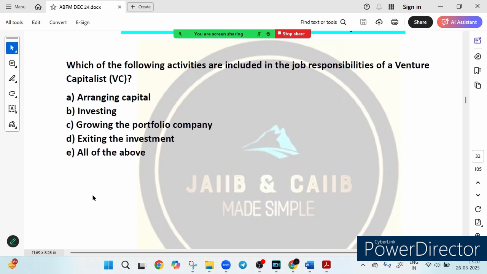Now the last one, growing the portfolio company. Yes, VCs don't just give money, they guide a startup on how to grow, how to improve operations, how to expand. And obviously they exit the investment. So the correct answer to this question is all of the above. Yes, all of the above is the correct answer.